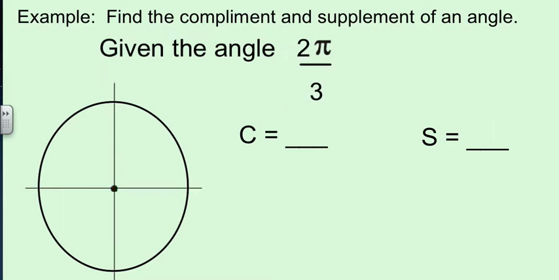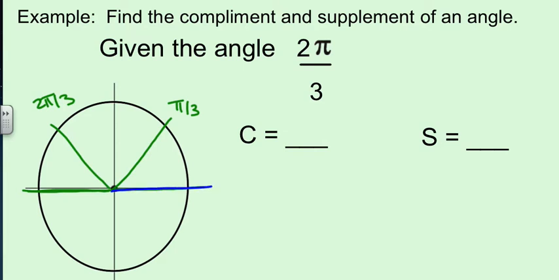Next example, 2 pi over 3. So here is 0 degrees. I want to split this up into 3 parts. So 1, 2, and 3. 2 pi over 3. Here's pi over 3. 2 pi over 3. So this angle is from here over to there. There is your theta of 2 pi over 3.